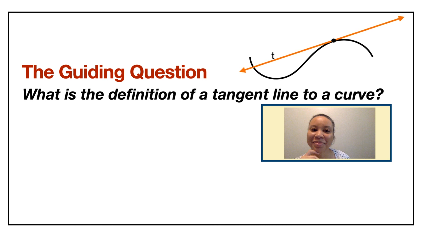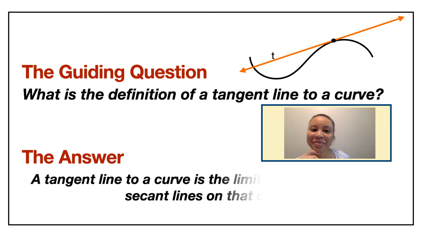What is the definition of a tangent line to a curve? The answer: a tangent line to a curve is the limit of the slopes of the secant lines on that curve. The idea of a limit and taking the limit is the lifeblood of calculus. You will study the limit in many different ways as you go through this class in Calculus BC. It revolutionized how we interpret our natural world and is used in STEM and business fields.